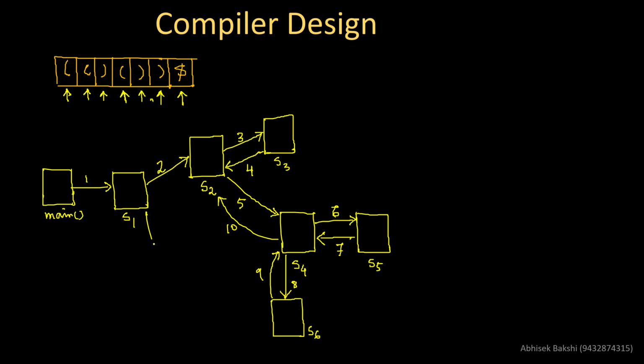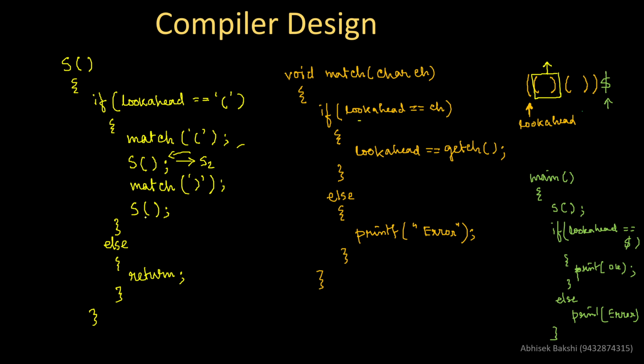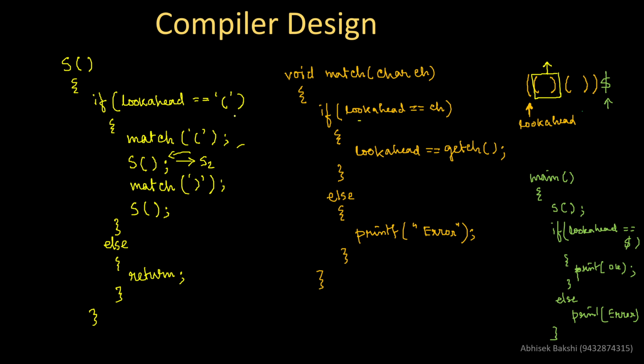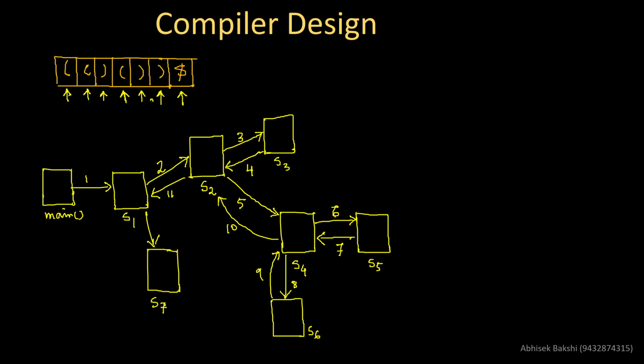So from here, let me just return it over here, and then another memory will be created for the function for another clone, and that is clone number 7. With respect to clone number 7, the lookahead is now pointing to $, so definitely this condition will be false. If this condition is false, in the else part it is just to return. That means immediately this S7 will return to S1.